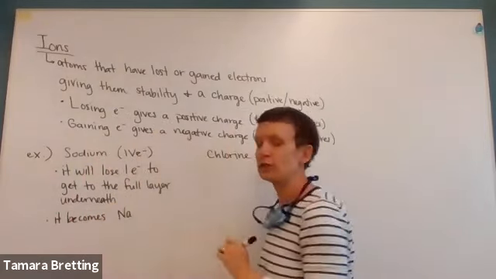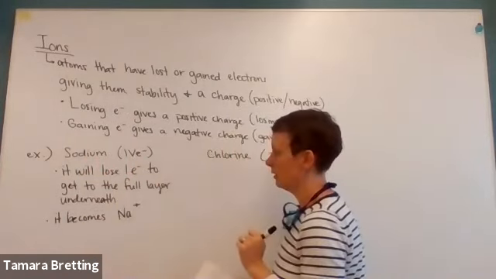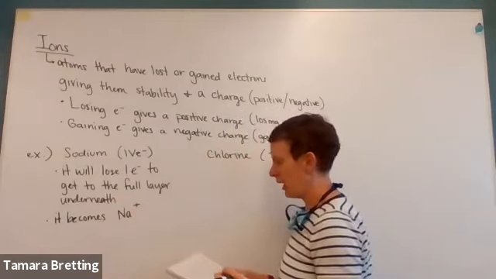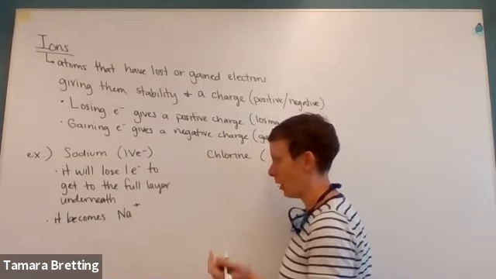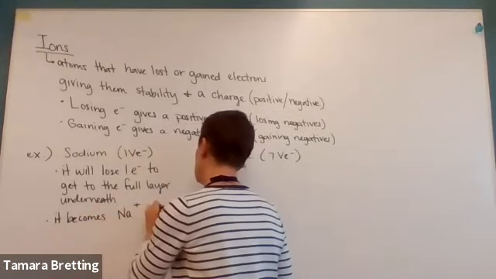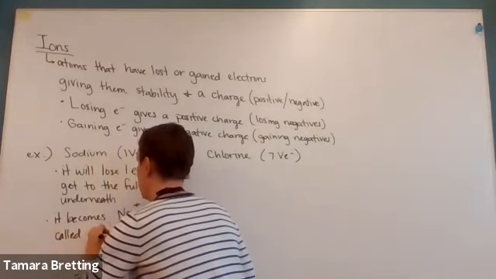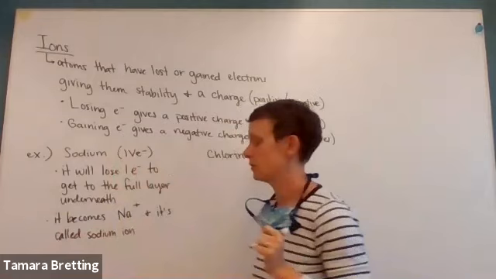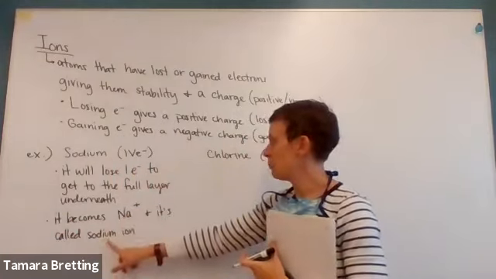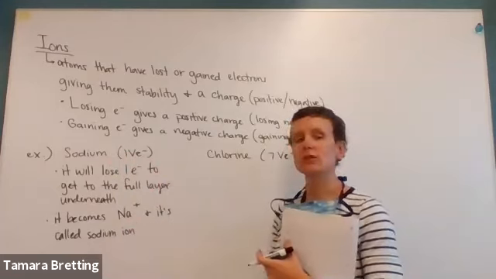Na, that's the symbol for sodium, but now that it has a charge, we're going to put a little plus up here. You could write 1 plus, or you could just write plus, but either way, it's going to be a positive charge, positive 1, because it lost 1 electron. And it's called sodium ion. Okay. So positive ions keep their name. Sodium loses an electron, it becomes a sodium ion, but it's still just called sodium.